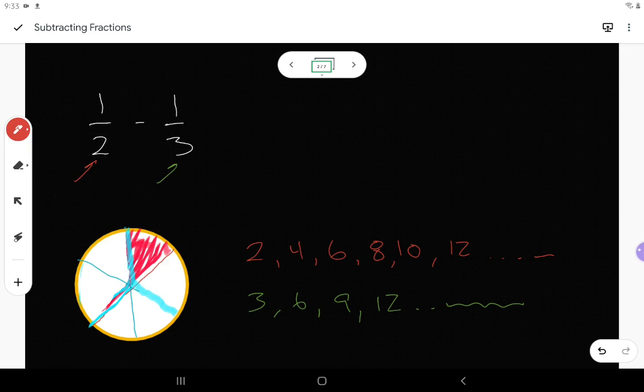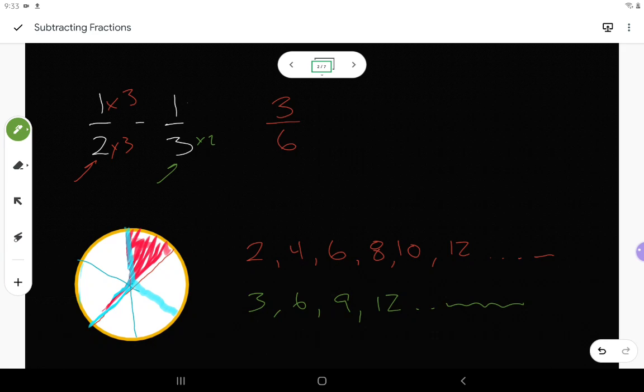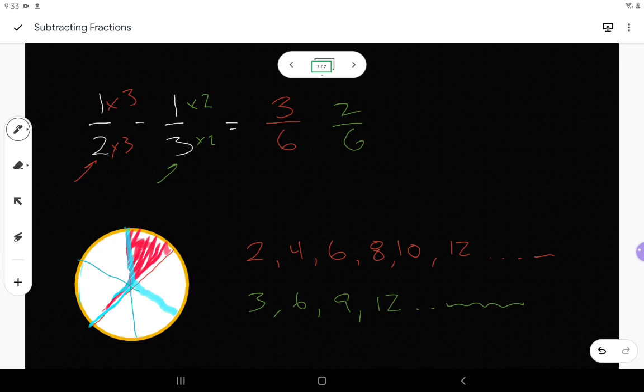That smallest common multiple is 6. So I'm going to multiply my fraction on the left, top and bottom, by 3 to get 3/6, and I'm going to multiply the fraction on the right, top and bottom, by 2 to get 2/6. And so now my statement, instead of saying 1/2 minus 1/3, says 3/6 minus 2/6. Now 3/6 is still the same thing as 1/2, just represented in a different manner. 2/6 is still the same thing as 1/3, just again represented differently.